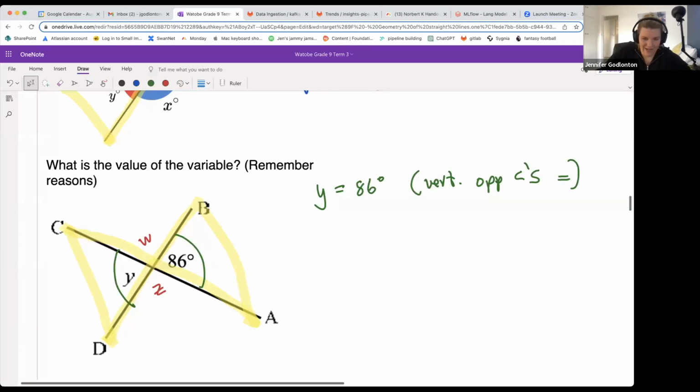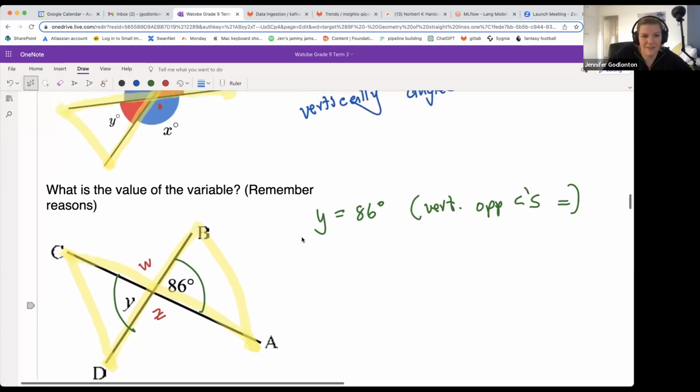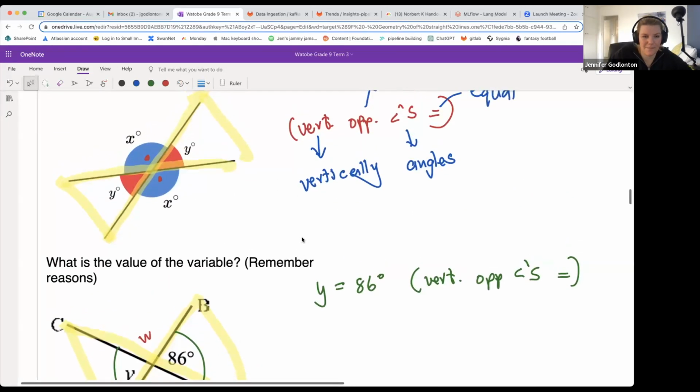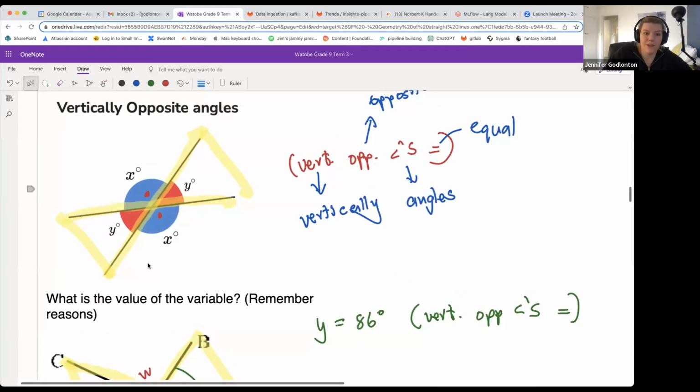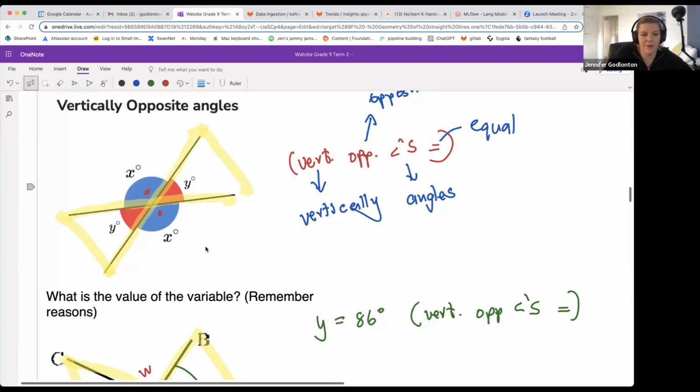Yes, Destabile, how can I help? Ma'am, for the previous one, ma'am. Okay, yeah. Yes, ma'am. How would you work this out? This one here. There's nothing you can work out here, because they haven't given you any angles. They're just using this as an example to show you which ones would be equal. Oh, okay, ma'am. Thank you. Okay, no problem.